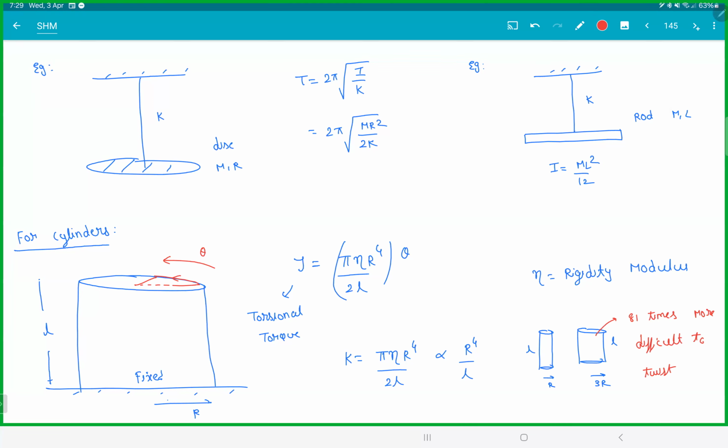So the thicker the cylinder, it becomes more difficult. It's proportional to r square, r power 4. And how we got this, that's a question for elasticity. So don't worry about that part.